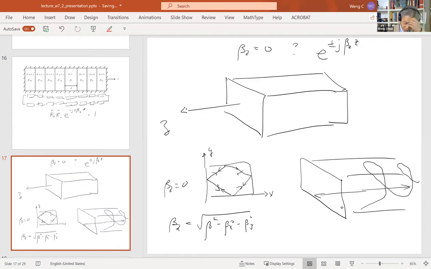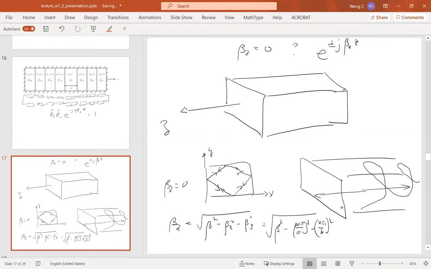And if you choose your frequency properly, because this is n pi over a square for a rectangular waveguide minus n pi over b square for a rectangular waveguide, if you choose your resonant frequency, you can always make beta z equal to zero. When beta z equal to zero, this wave does not propagate in the z direction anymore. Can you see that? It refuses to propagate and move forward in the z direction. Can everybody see that? Yes. Okay, I see.